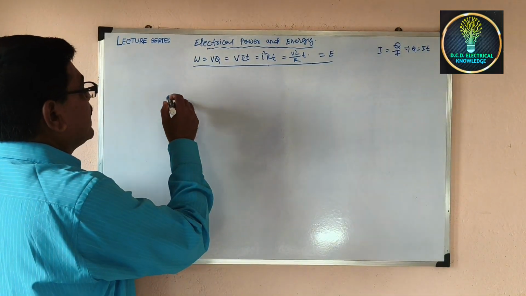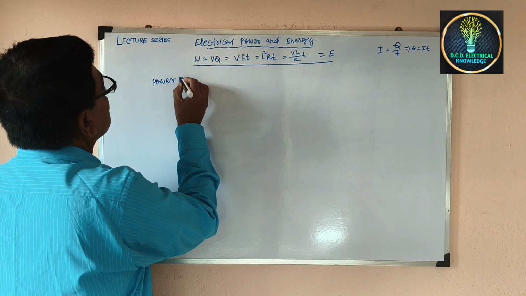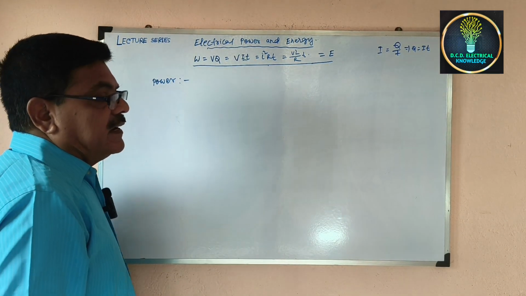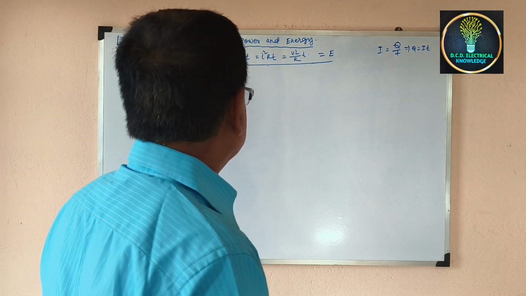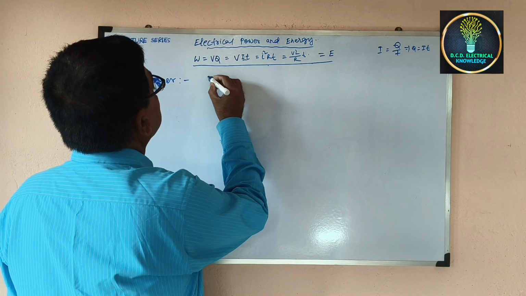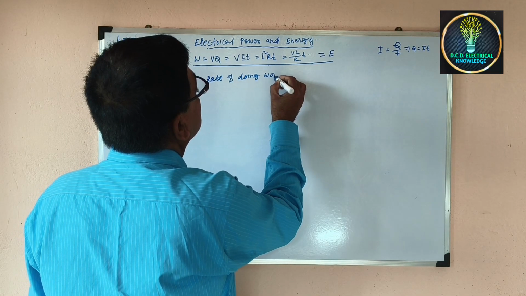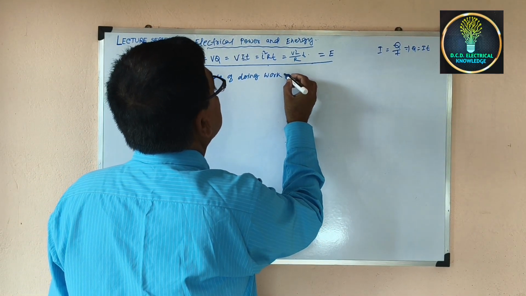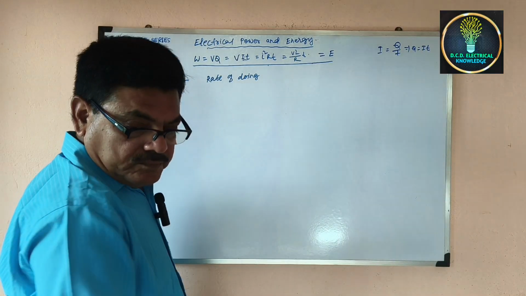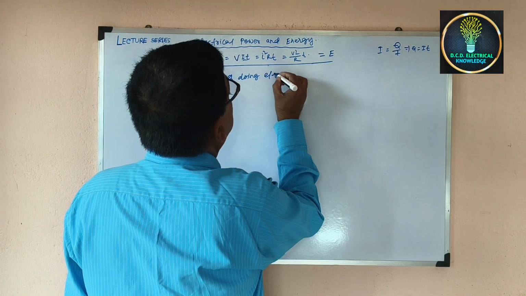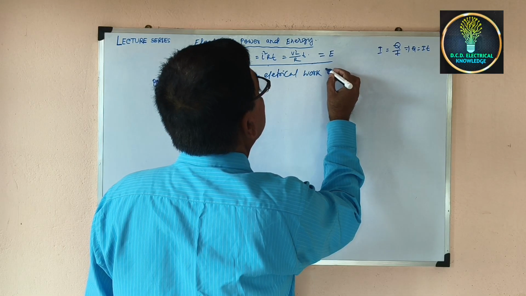So we can define the electrical power. Electrical power is nothing but a rate of doing work. Rate of doing electrical work.